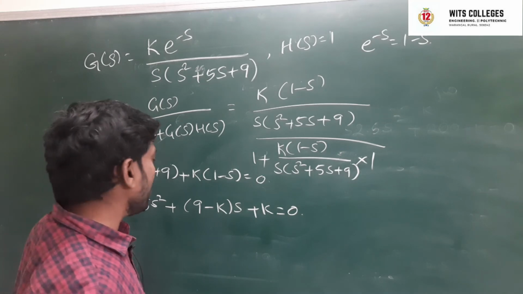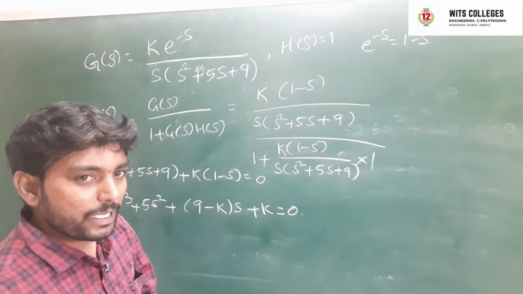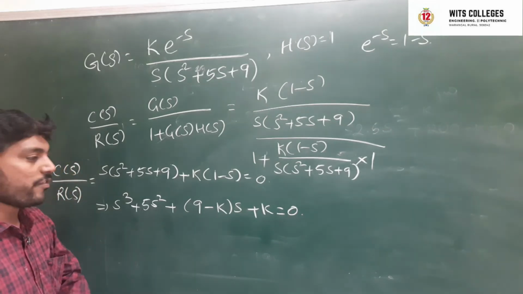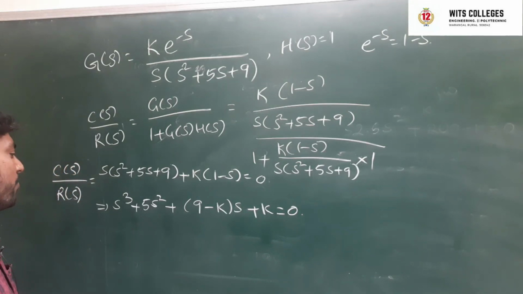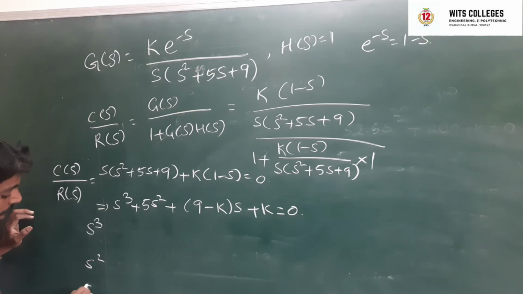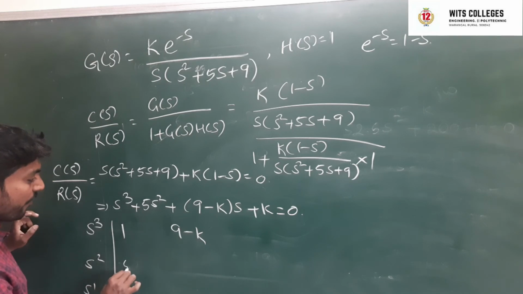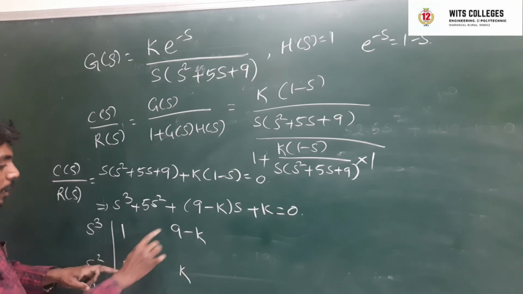By using the stability condition, all the poles are located on the left side of the s plane. There are no missing terms present. Here the coefficients are the same as the coefficients of the given characteristic equation. Here by using RH criteria, s cube, s square, s power 1, s power 0. The first row is 1, 9 minus k. Next is 5, k.